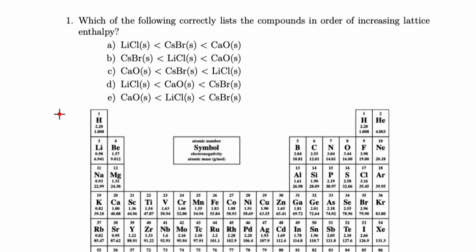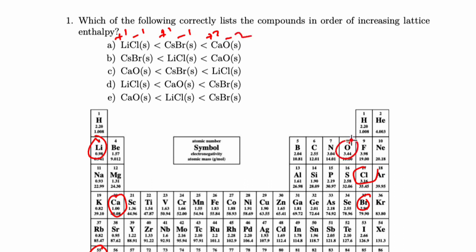So which of the following correctly lists the compounds in order of increasing lattice enthalpy? And again, first we want to look at the charges. Lithium is an alkali metal, so it forms +1. The chloride ion is a halogen, it's a -1. Cesium is also an alkali metal, so it's a +1. Bromine is also a halogen, so it's a -1. Calcium is an alkaline earth, so it's a +2. Oxygen is a chalcogen, it's a -2.